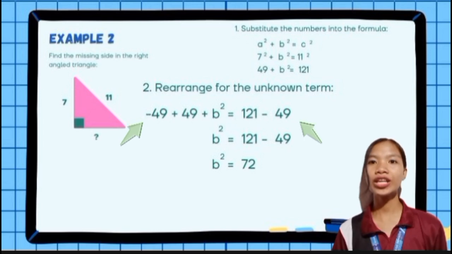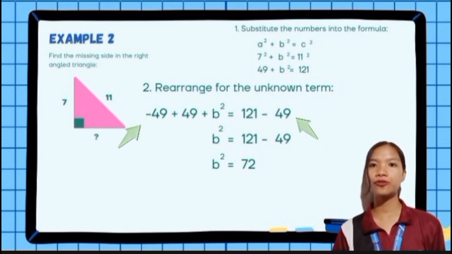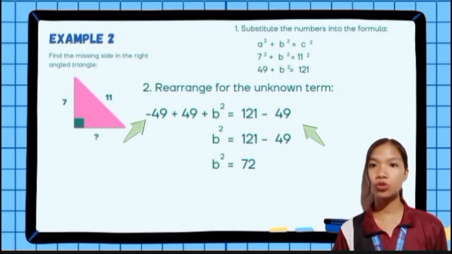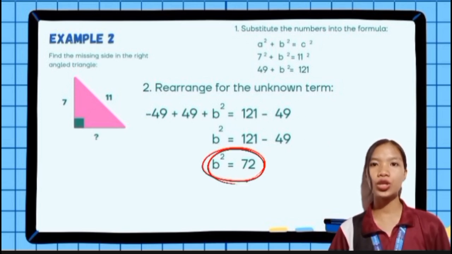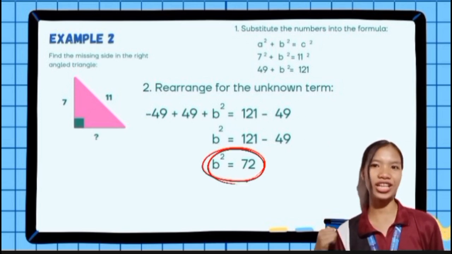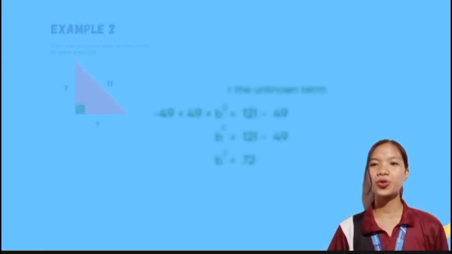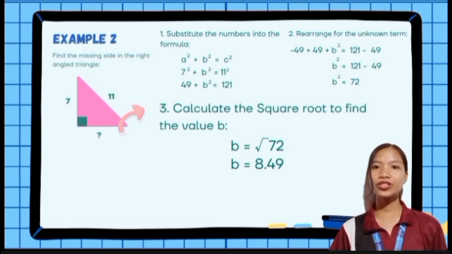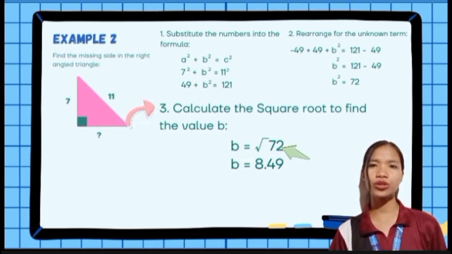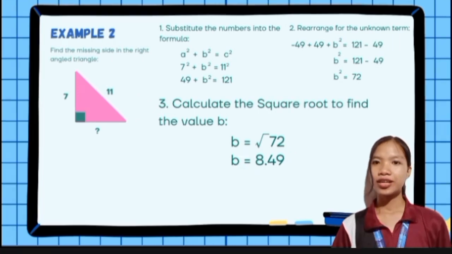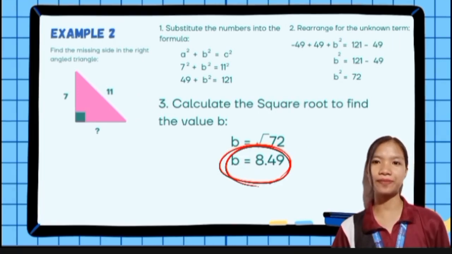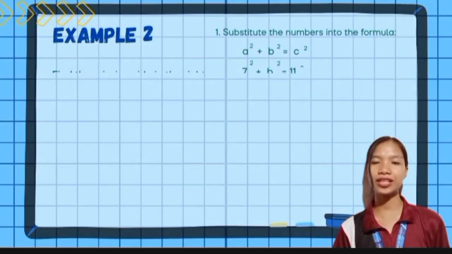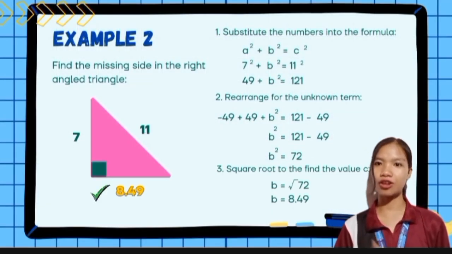Now, we need to rearrange the equation to solve for b. Let's use the subtraction property of equality. We subtract 49 from both sides and we get b squared equals 72. That's right. We're almost there. Now, we need to take the square root of both sides to find the value of b. Using a calculator, we find that the square root of 72 is about, that's right, 8.49. So the missing side is approximately 8.49 units long. Woohoo!